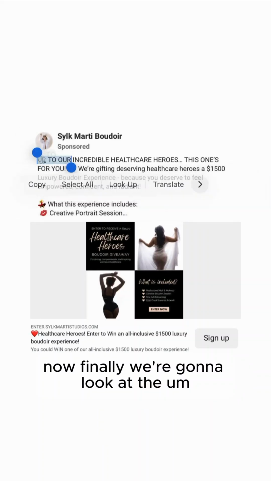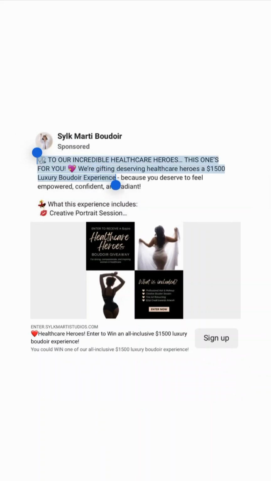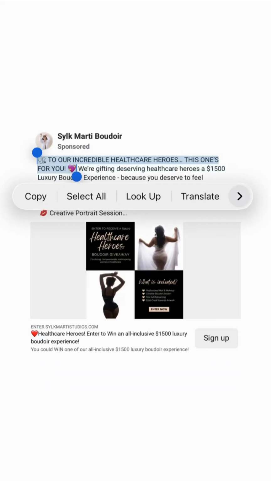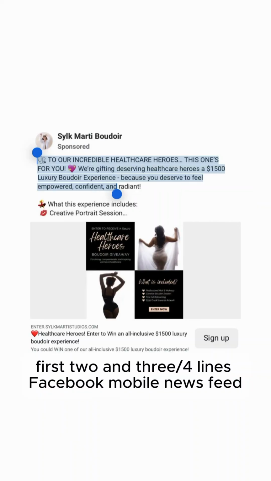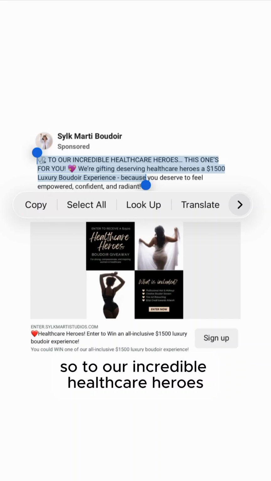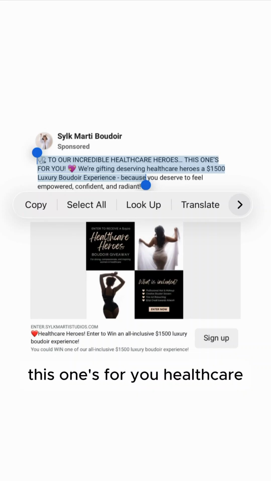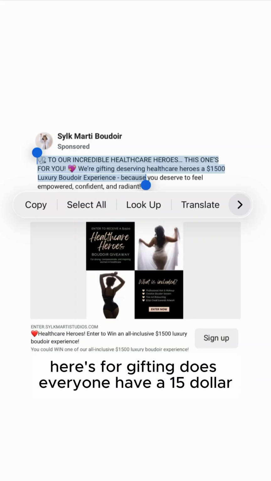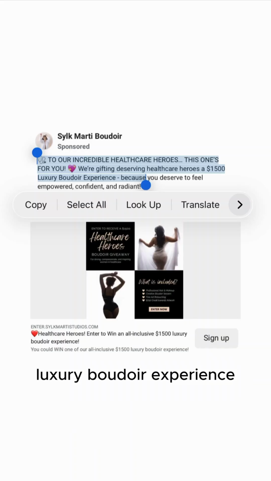Now finally, we're going to look up here. See more headline, first 2 3/4 lines, Facebook mobile news feed. This is the only thing that will actually show up on Facebook. So to our incredible healthcare heroes, this one's for you. Healthcare heroes for gifting. Does everyone have a $1,500 luxury boudoir experience?